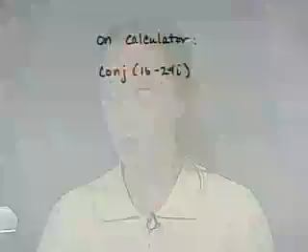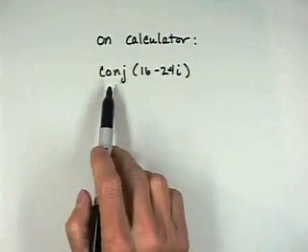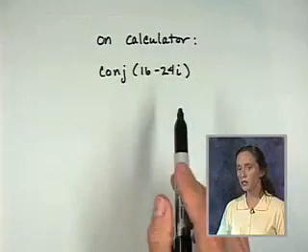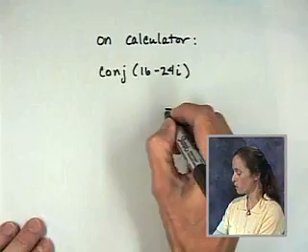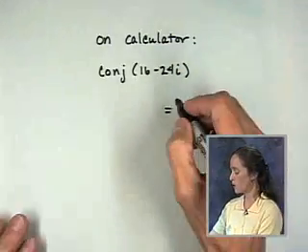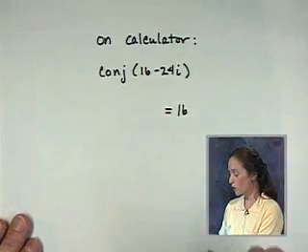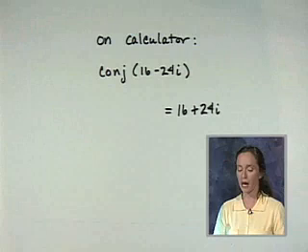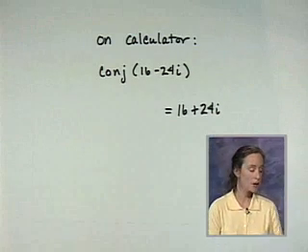There's an interesting feature of the TI-83 that I'd like to show you right now before we go on to division. On our TI-83, we're going to find an option called conjugate and put in a complex number. Before we do so, let's predict what the answer will be. The conjugate of 16 minus 24i has the same real part but opposite imaginary part. We expect that to be the result. Let's try it out on a calculator.